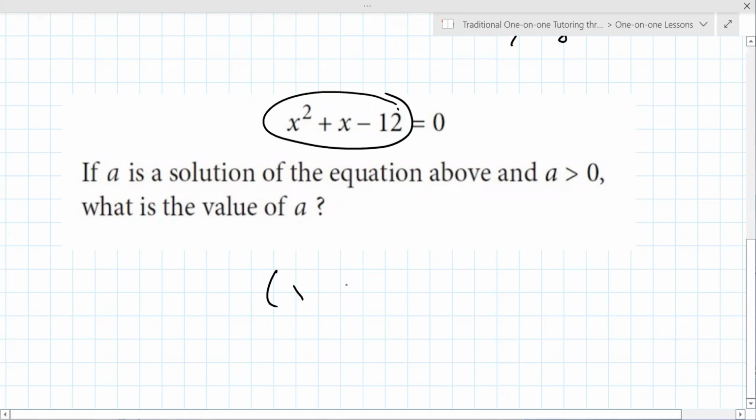Plus 4 and minus 3. X plus 4, x minus 3 equals 0. Now, when you're solving, you set both of those equal to 0. Yep. X equals negative 4 and x equals 3.